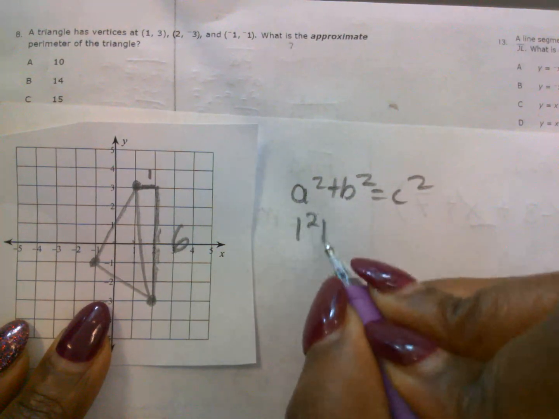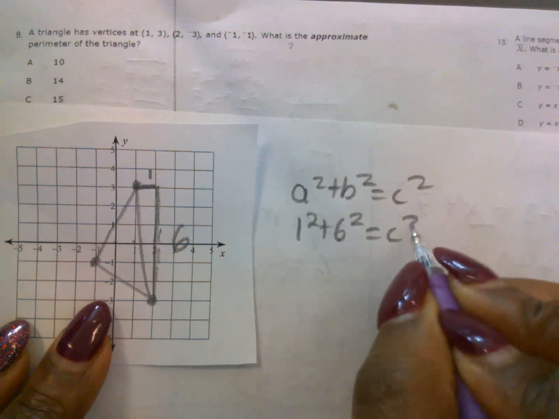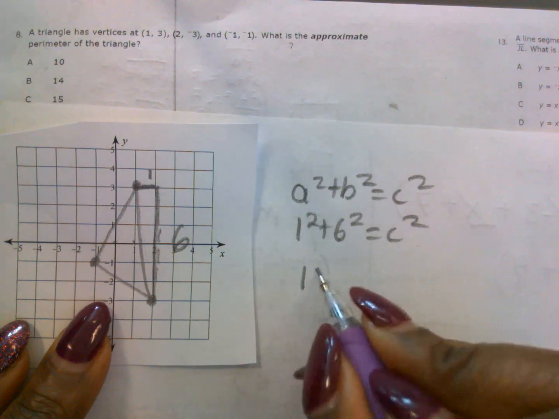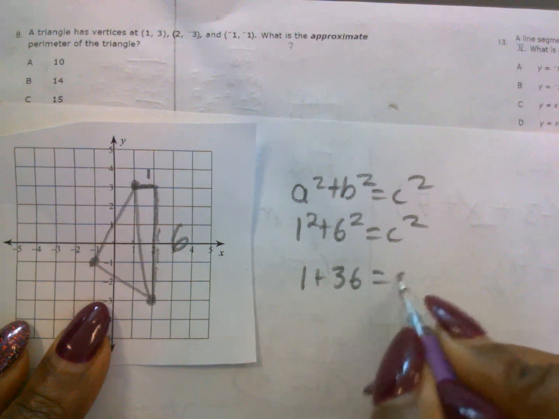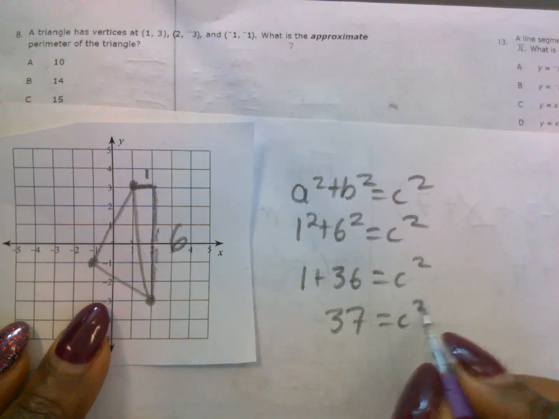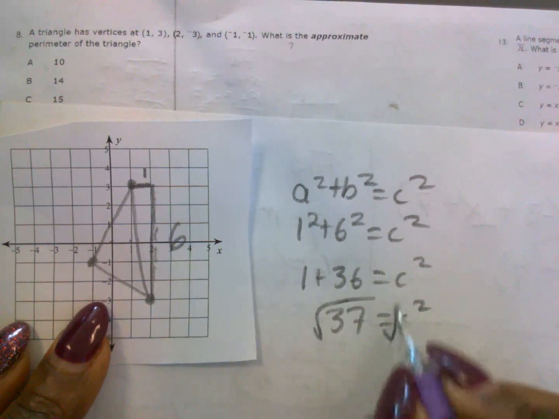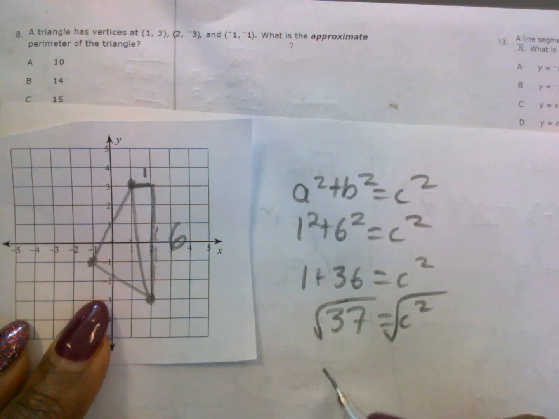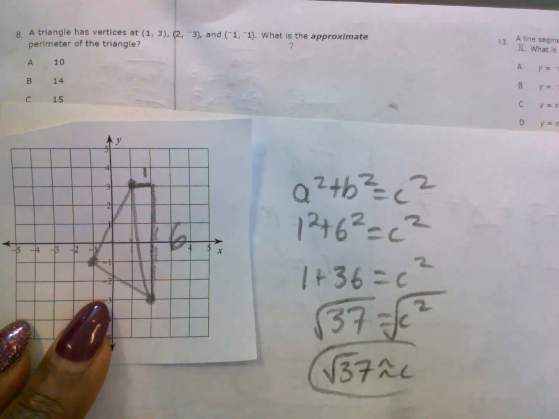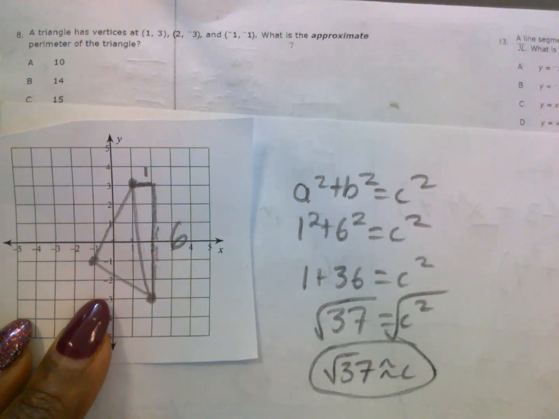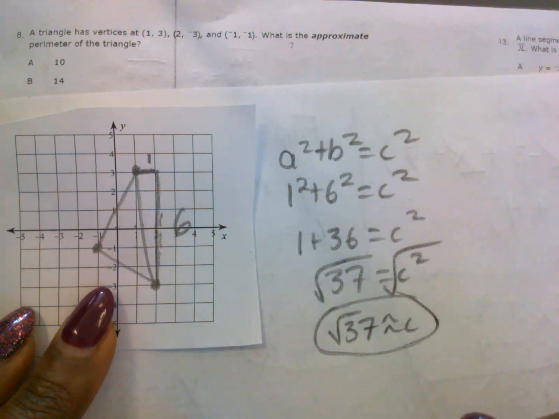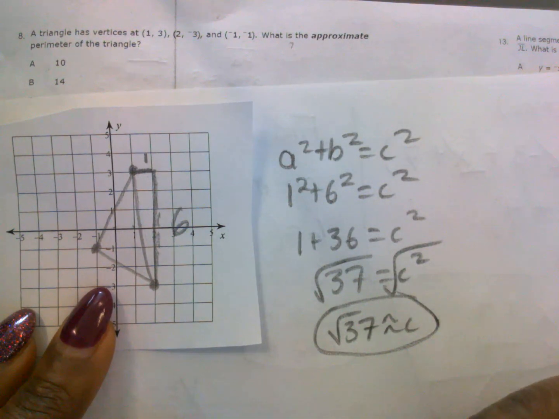So we got 1 squared plus 6 squared equals c squared. This is 1. What's 6 squared? 36. So that's going to be 37. Does that make sense? So you find the square root. So this side is going to be the square root of 37. I don't want to round until we get to the end, because it's going to give you some decimal that's not going to be pretty. So I just wait to the end to add them all up.